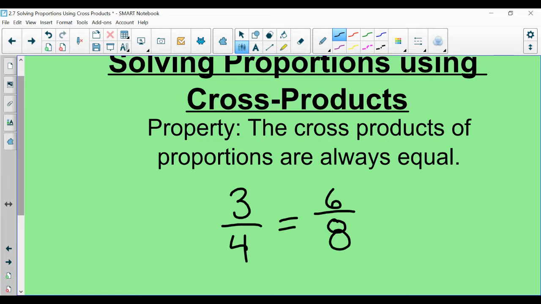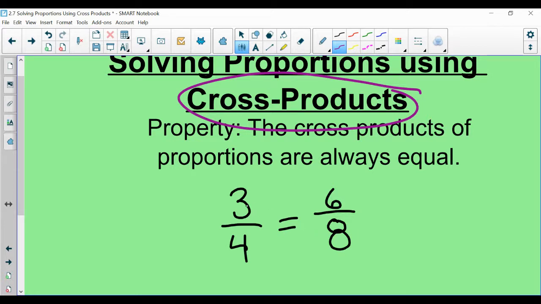This is a true statement. You guys should know that 3/4 is equal to 6/8, right? If you were to reduce this fraction, it would be equal to 3/4. Now, a fact that you guys might not be aware of is that when you have a fraction equal to a fraction, we can do something called cross products, or cross multiply them.